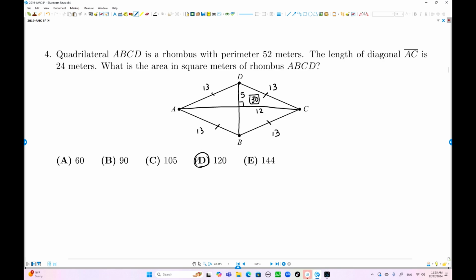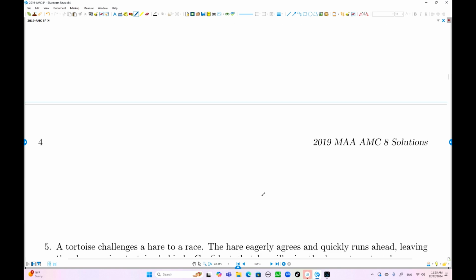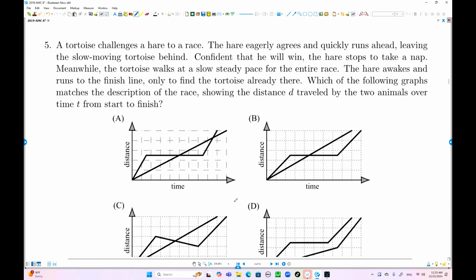Or you can use one diagonal times the other diagonal and divided by 2. You can use this one. Diagonal 10 times another diagonal 24 and divided by 2. But this is okay too. I like this one, okay? All right, here we go.